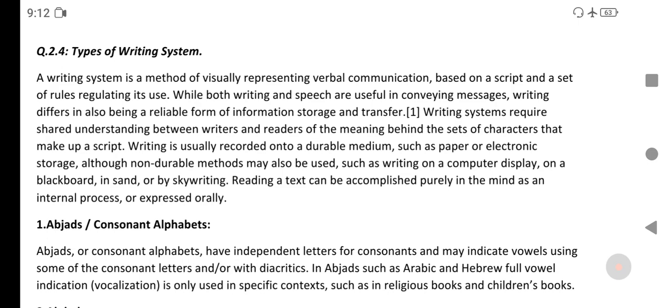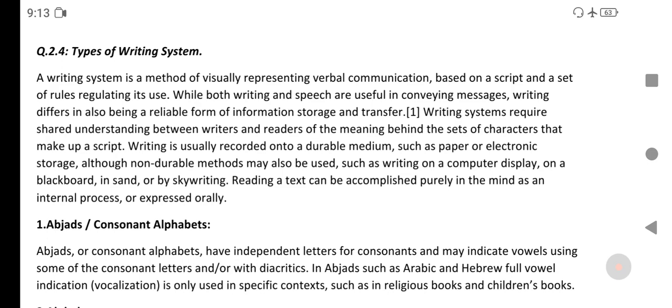Today I am going to tell you about the types of writing system. We are studying study skills and types of writing, and today the writing systems. A writing system is a method of visually representing verbal communication based on a script and a set of rules regulating its use. While both writing and speech are useful in conveying messages, writing differs in also being a reliable form of information storage and transfer.